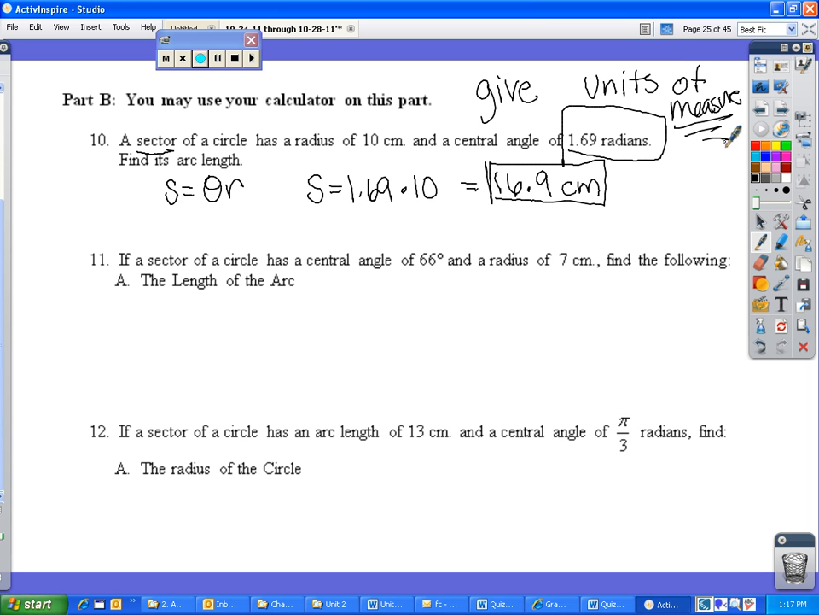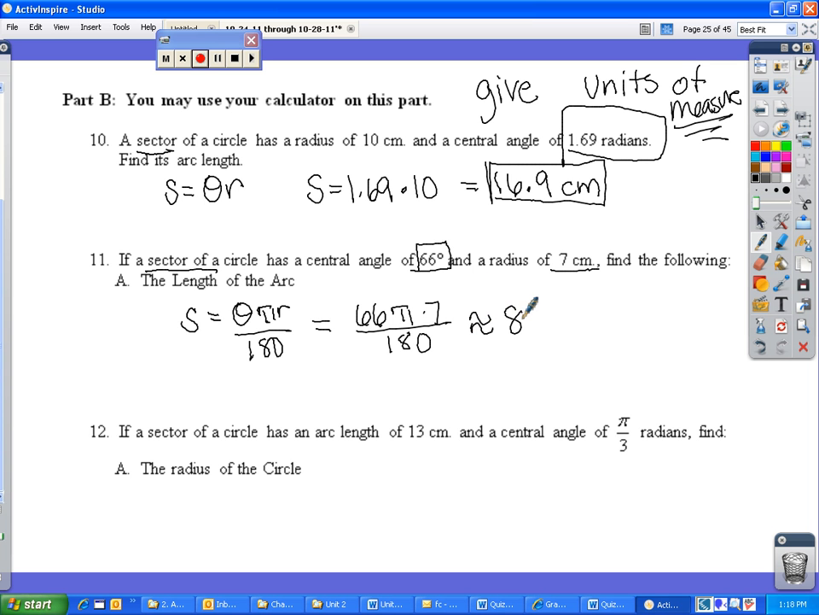Number 11. Again, it's a sector. Central angle is now in degrees. It gives you the radius of 7. We want to find the length of the arc. So this time we can't use theta r. We have to use theta pi r over 180, which is the degree formula of the sector. So if I plug all that in, I get 66 pi times 7 over 180. If I simplify that, I get about 8.063 centimeters.